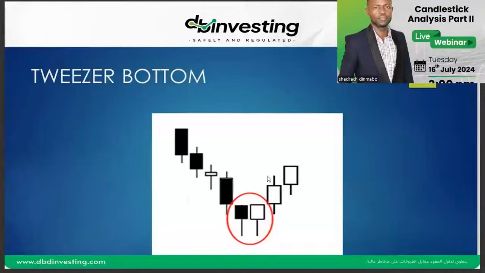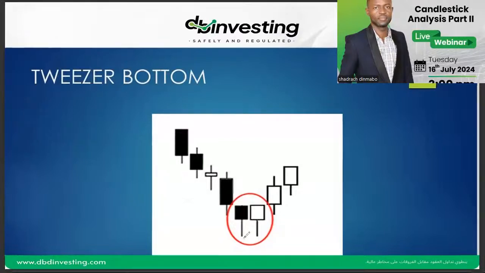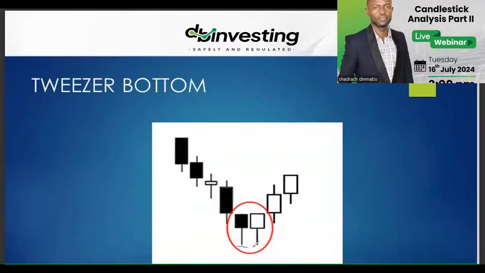Now let's look at the tweezer bottom. The same applies. The first candle will be a bearish candle, the second a bullish, but with equal highs. Look at their candles, the width is of equal length. The height is the same. You can see it here. Let me show it critically. I'm talking about the height of their widths.